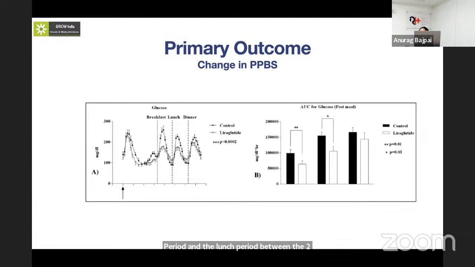So liraglutide was given at what time? Night, evening. 8 p.m. the previous evening, and this is the next day, 3 meals. So by that time the effect is gone.